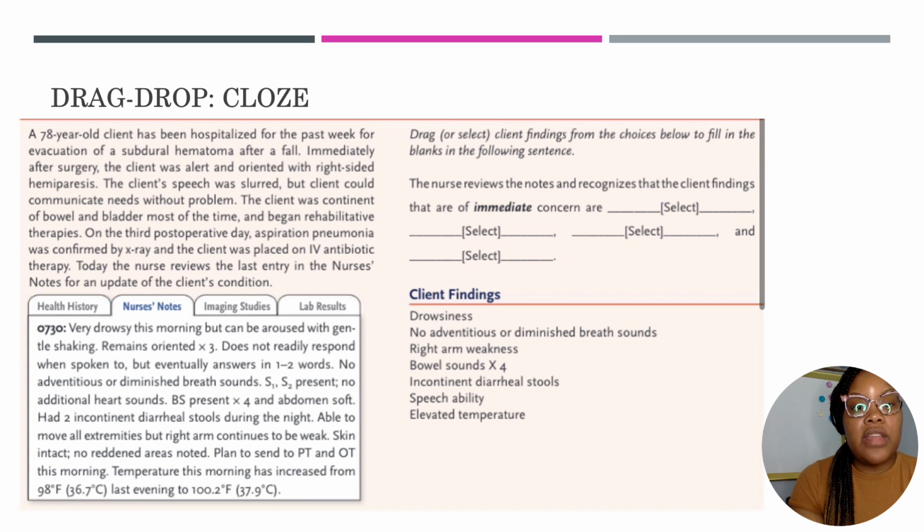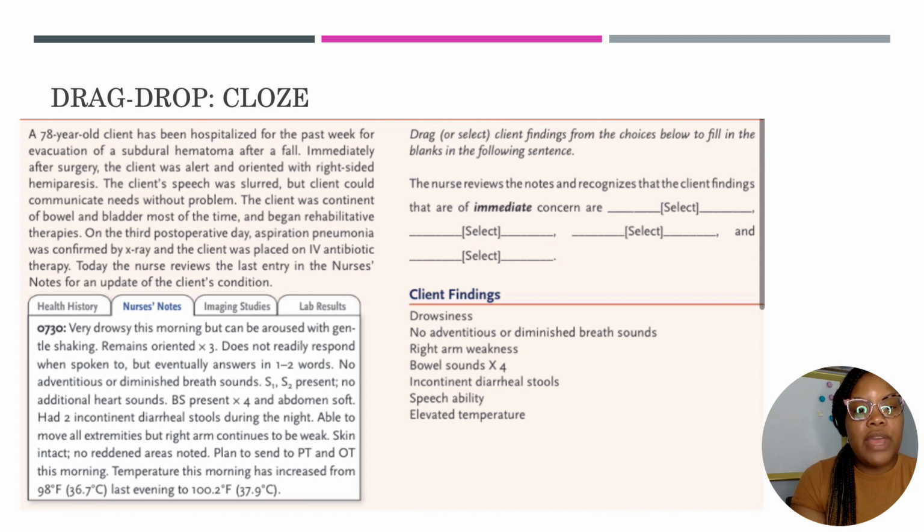So at 7:30, the client was very drowsy this morning, but can be aroused with gentle shaking. Is that normal? Their client remains alert and oriented times 3. They do not readily respond when spoken to, but eventually answers 1 to 2 words. No adventitious or decreased breath sound. S1 and S2 are present. No additional heart sounds are heard. Bowel sounds are present in all abdomen areas, and the abdomen is soft.